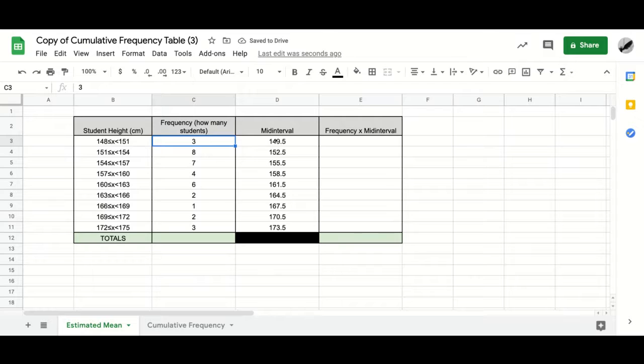It's saying I have 3 students at that height, 8 students at that height, 7 students at that height, because that's how I'm going to find the average. So I'm going to get a number here. So equals, I need to do that multiplied by, and to get the multiplication symbol, you use Shift 8, the little star. And then I'm going to click 149.